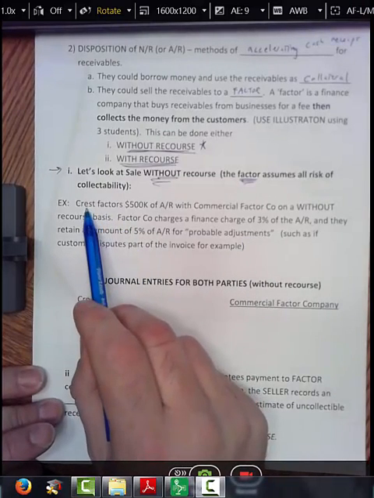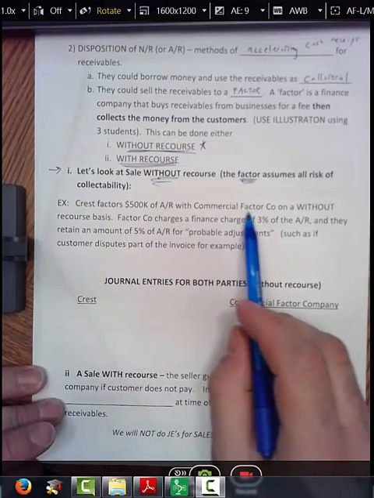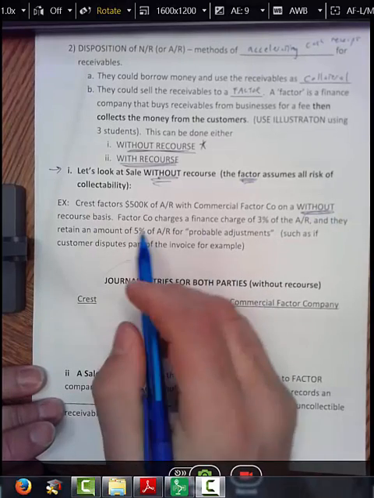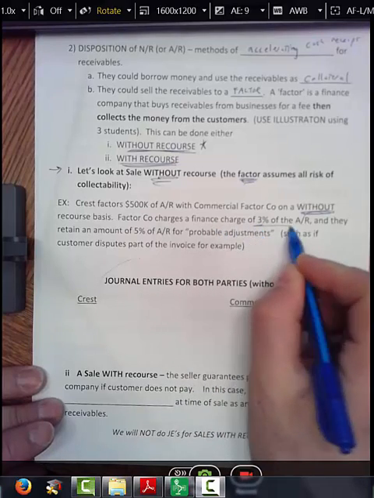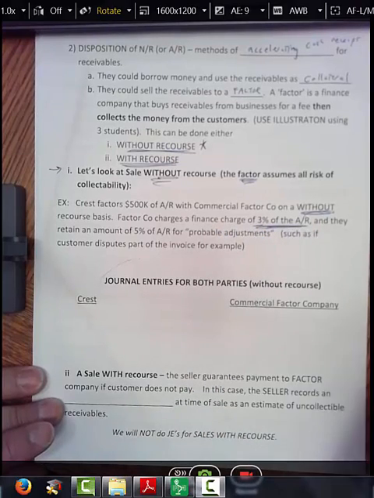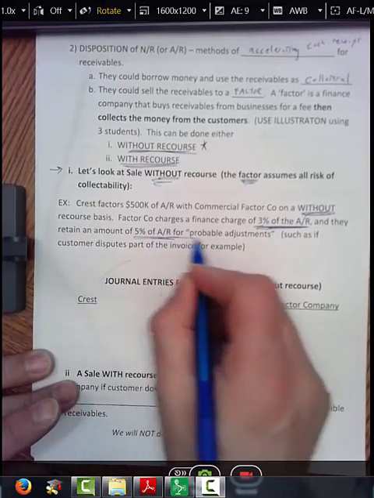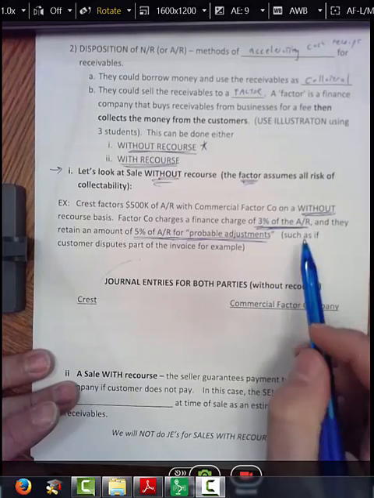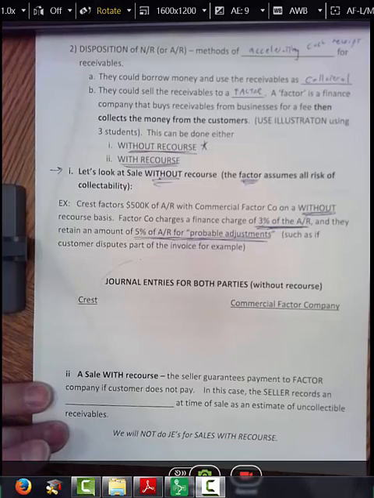Crest factors $500,000 of accounts receivable with a commercial factor company on a without recourse basis. The factor company charges a finance charge of 3% of the accounts receivable, and they retain an amount of 5% of accounts receivable for probable adjustments. We'll talk about that in a second, such as if a customer disputes part of the invoice, for example.